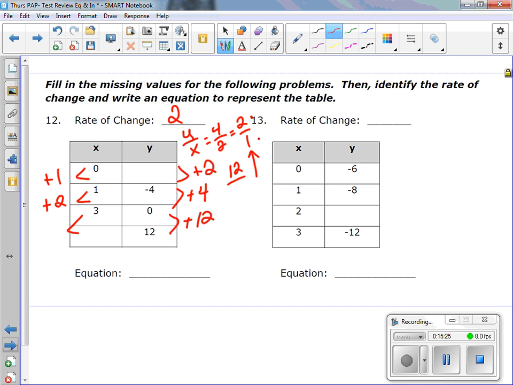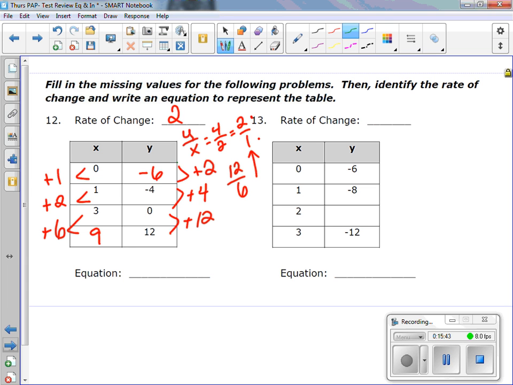So what does the x change have to be? 6, because 12 over 6 simplifies to 2 over 1. So 3 plus 6 is 9. Now this one I've got to work backwards. Negative 2 minus 2, this one's going to be a negative 6.